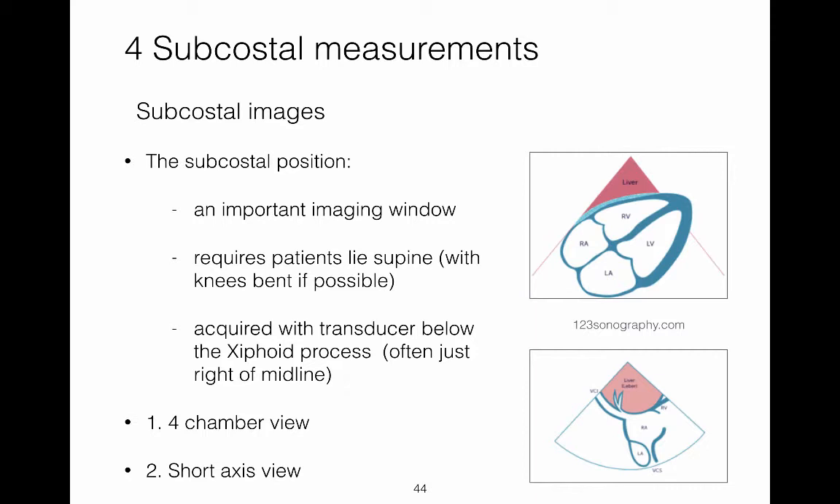Subcostal images and subcostal measurements. Patient and probe positioning and alignment for subcostal images have been described in earlier lectures, as per this slide. The subcostal four-chamber view is most often used to image the interatrial septum, as in this view, the septum is close to perpendicular to the ultrasound beam.